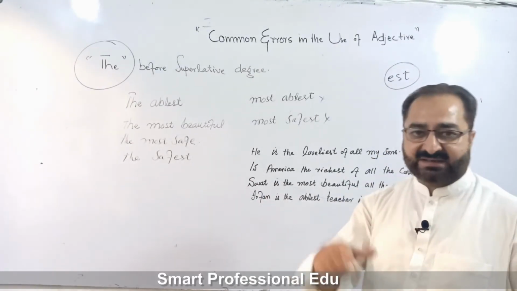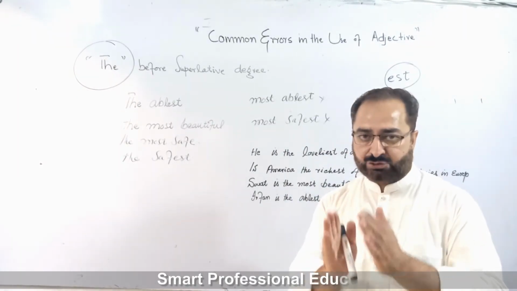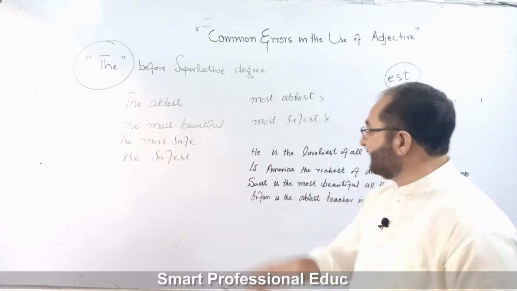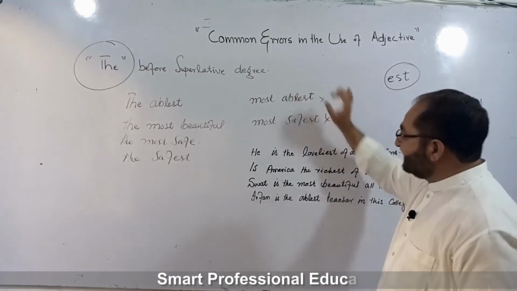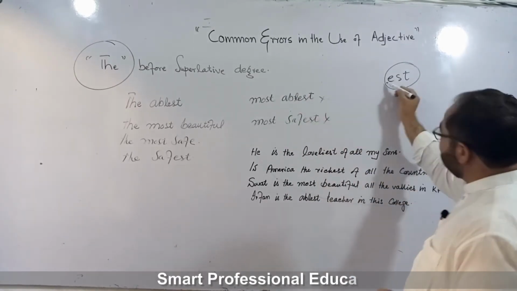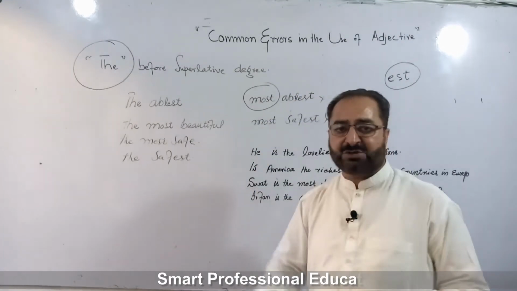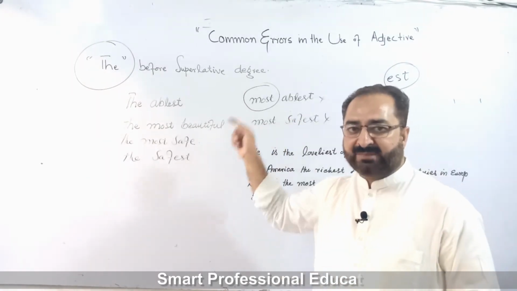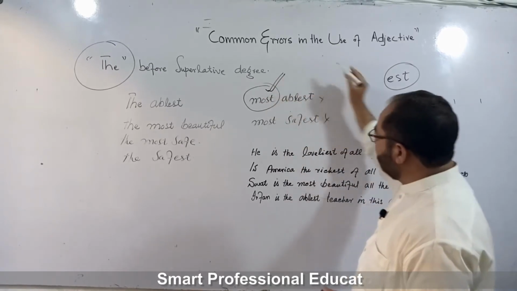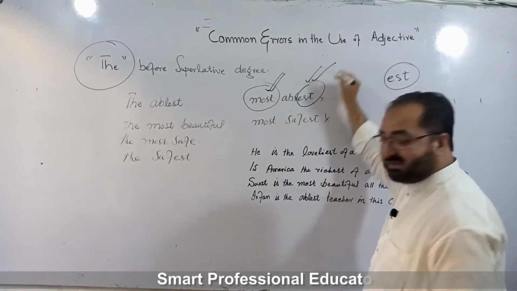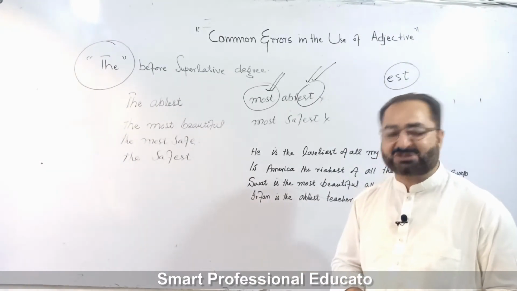If there is y at the end of a positive degree, then you should change y into i and add est, and it will become the superlative form of the adjective. So in this case, the mistake is that est has been used here, and along with that most has also been used before the positive form of the adjective. This is incorrect, because on one side there is the use of most, and on the other side there is the use of est. So it has become a double superlative, and a double superlative is totally incorrect.